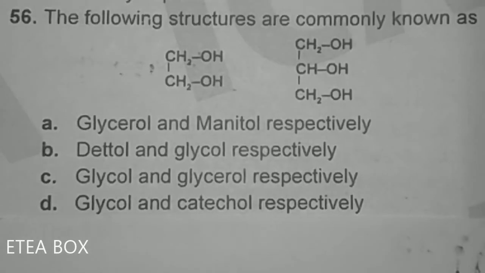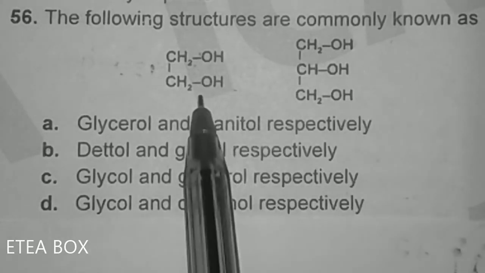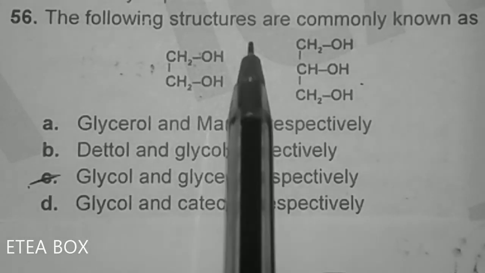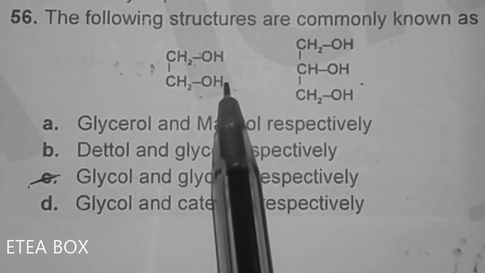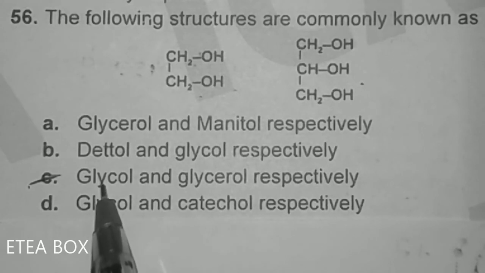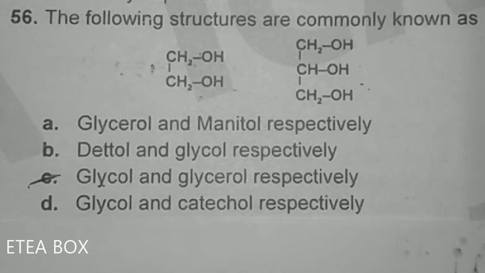The following structures are commonly known as. Now you have to name the common names. The common name for this one is glycol, and the common name for this one is glycerol, so option C is correct here. This one is present in your book. You have to memorize the common names for the structures. When 2 hydroxyl groups are present, it is called glycol. When 3 hydroxyl groups are present, it is called glycerol.